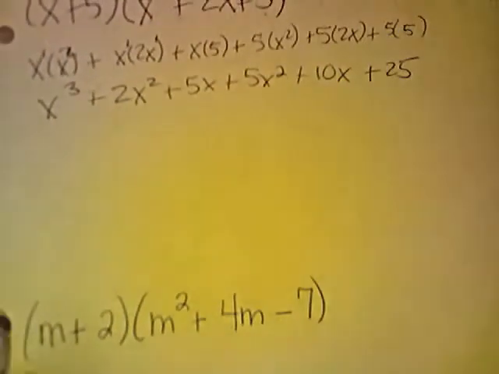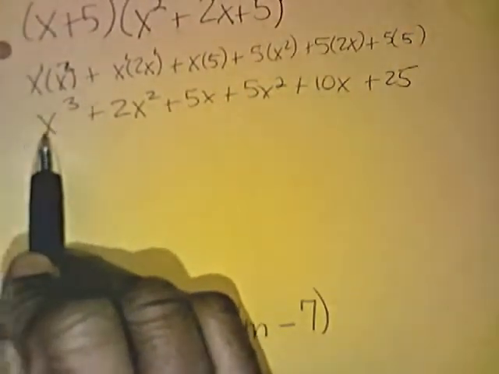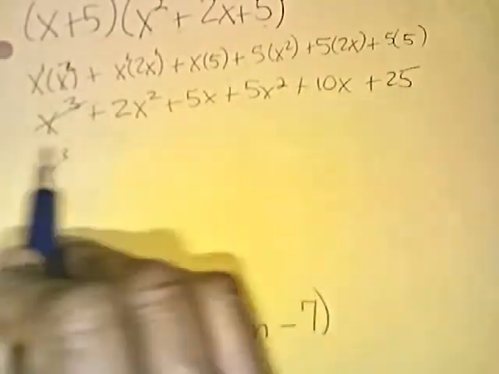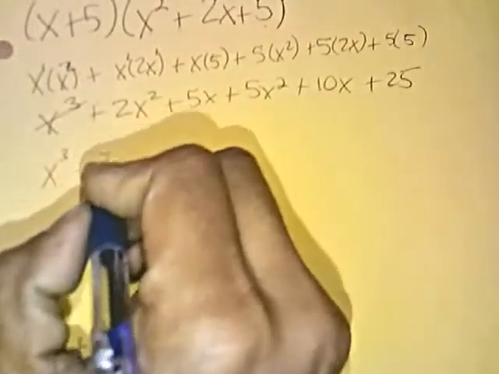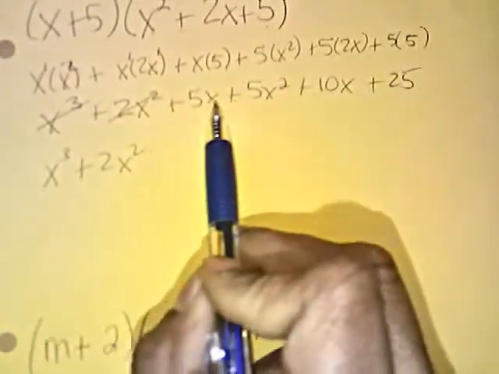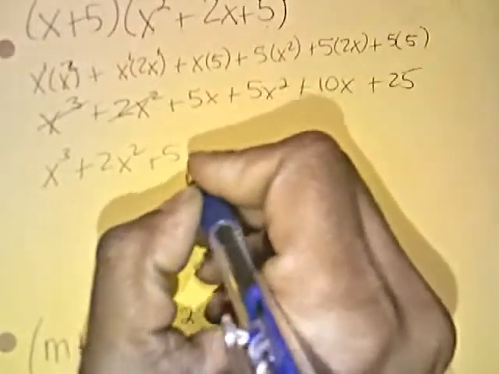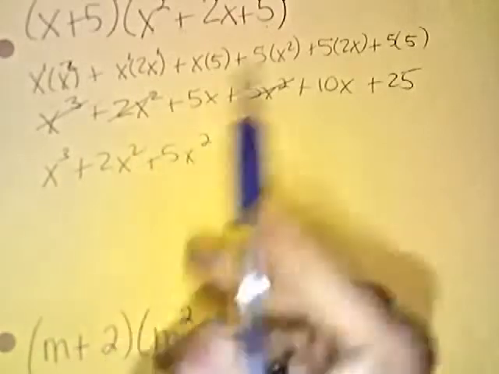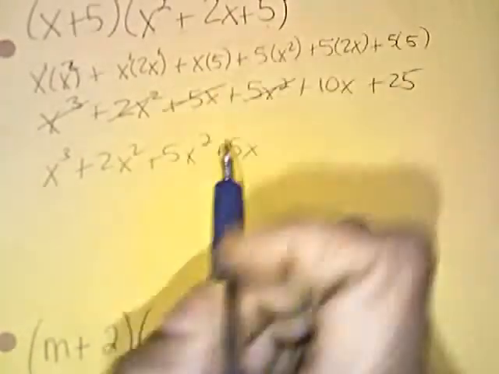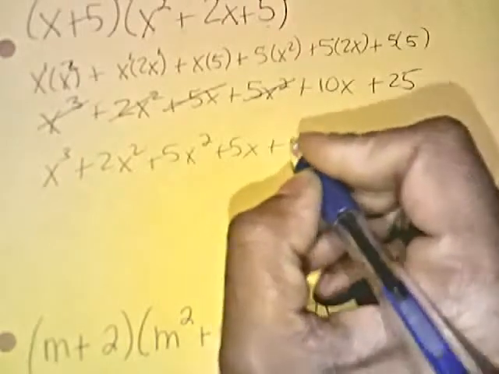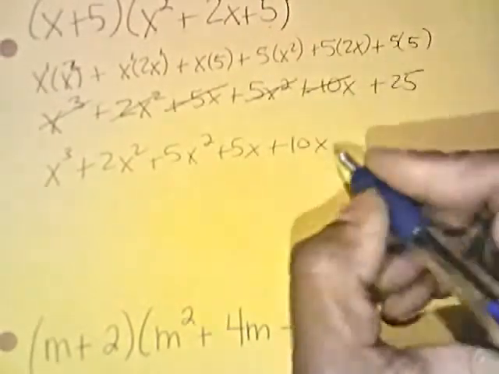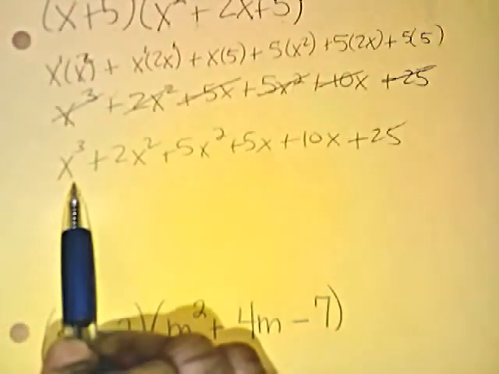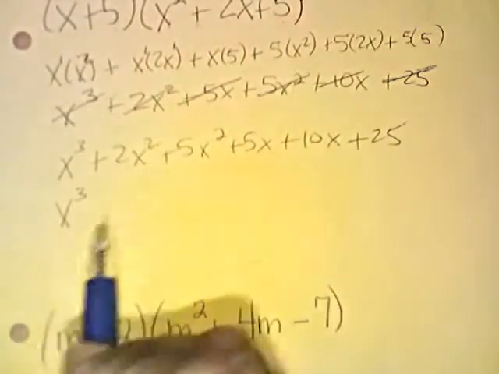And so now I'm going to go through. I have x to the 3rd, cross that out. Do I have any more x to the 3rds? No. Come back through. There's a positive 2x squared. Do I have any more x squared? Sure do, there's one. Come back through. There's a positive 5x. I'm going through and combining like terms, crossing them out as I get to them. Do I have any more x to the 3rds? No. So it comes down.